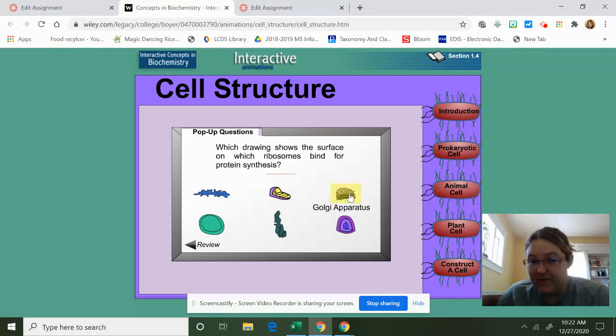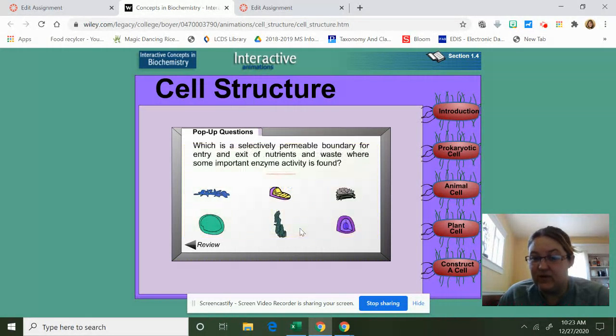So don't be confused by these dots, but they're usually drawn as little black dots or little black circles. The ribosomes are on there. You can see it. Ribosomes are protein synthesis. That's what we need to remember about them.